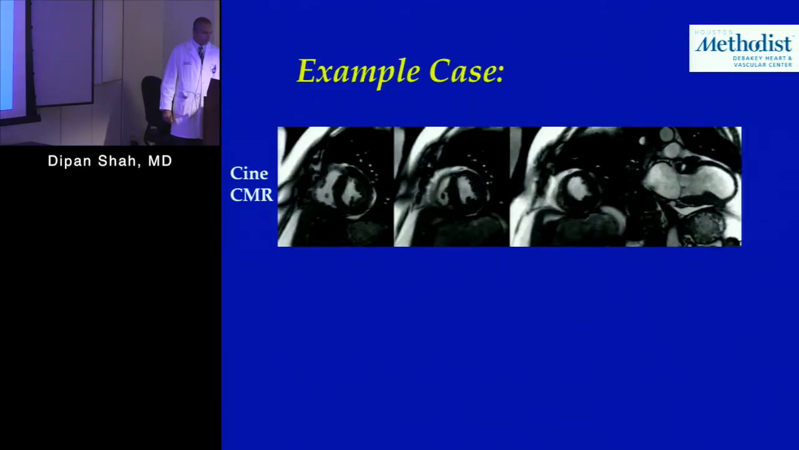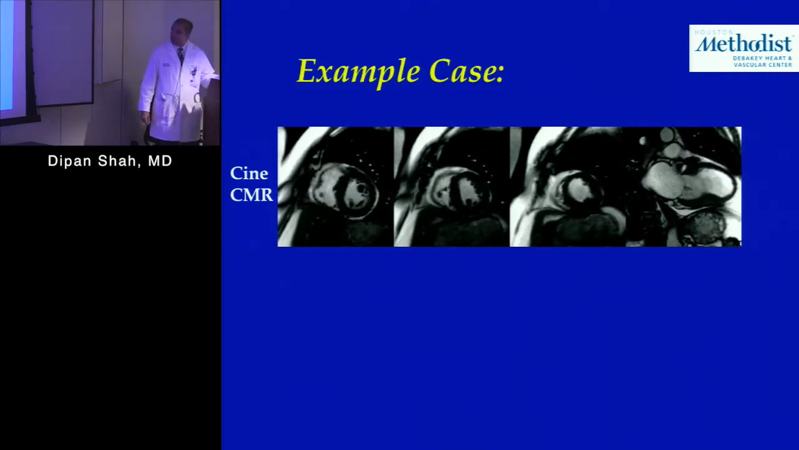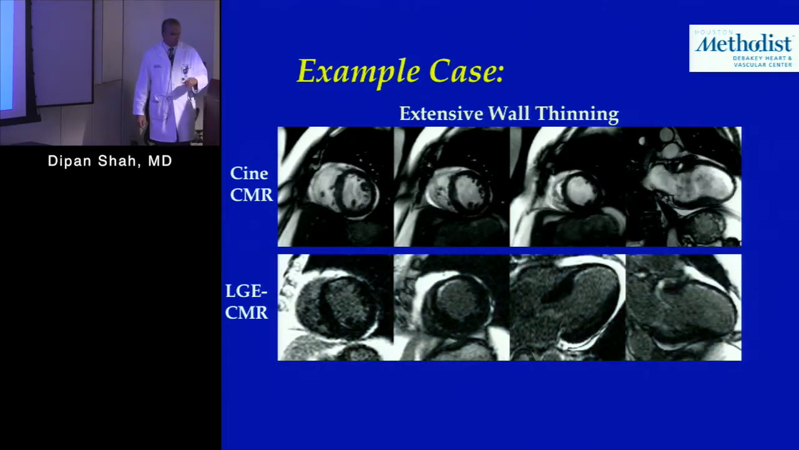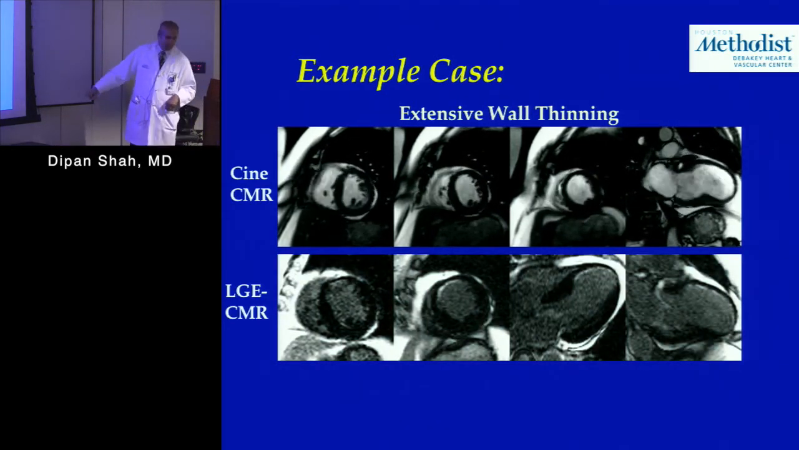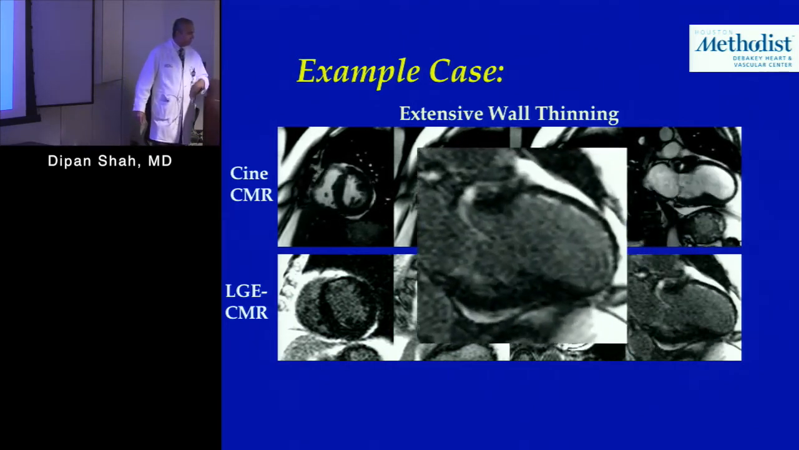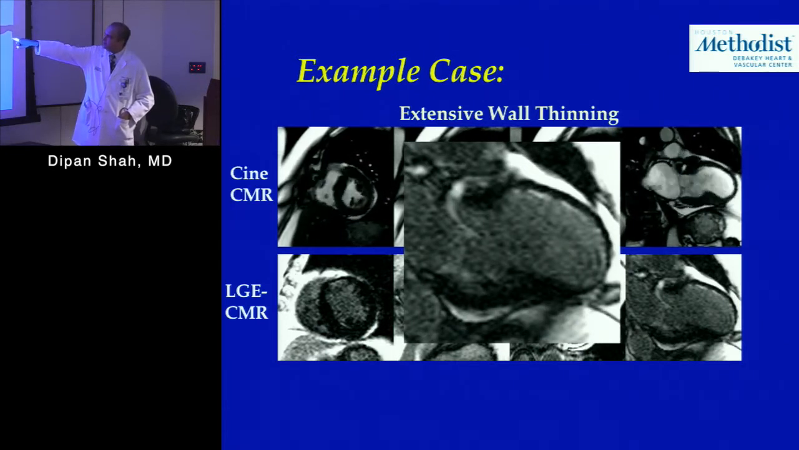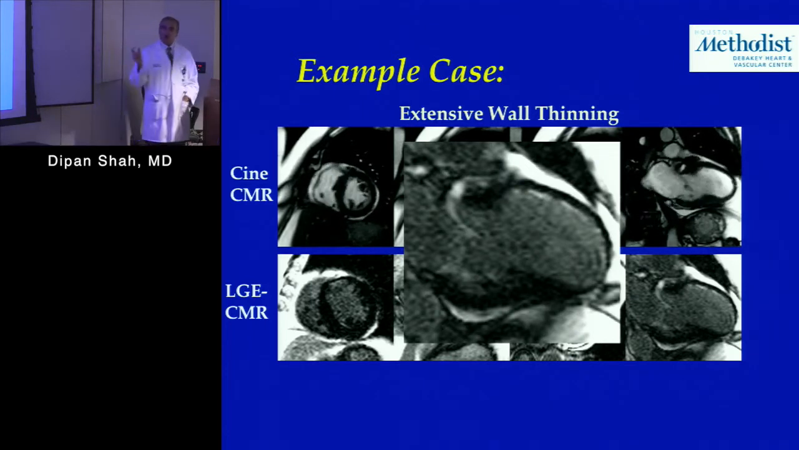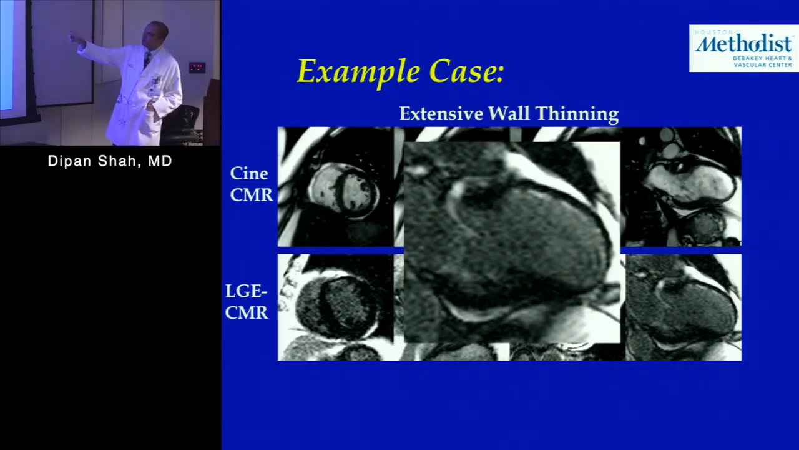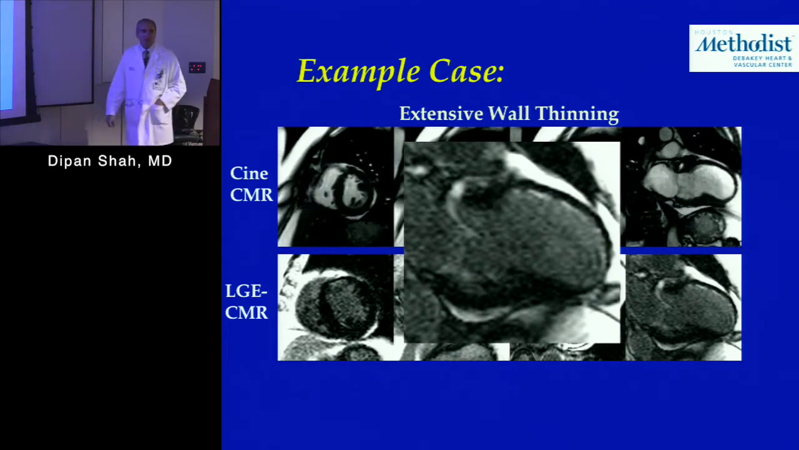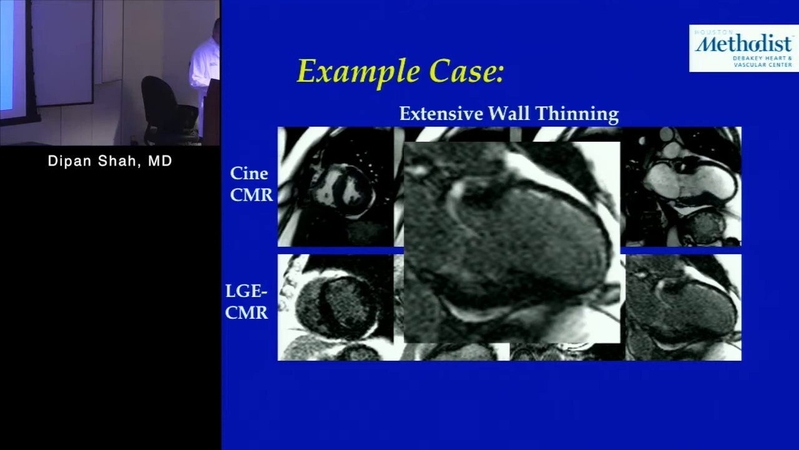On the flip side, here's another case with extensive wall thinning all along the anterior wall and apex. But when we look at the late gadolinium enhancement CMR, especially if I take that two-chamber view and blow it up, this is the case I showed you before, you can see that the amount of hyperenhancement, or scarring, is actually very little. So despite the fact that this wall is very thin, and therefore the amount of black viable myocardium is limited, there's even less in the way of myocardial scarring in this wall.